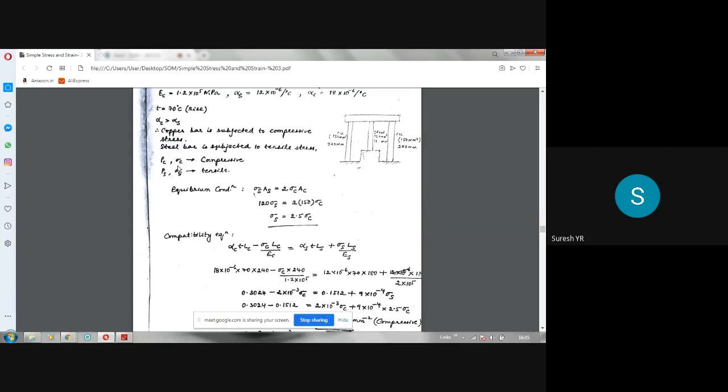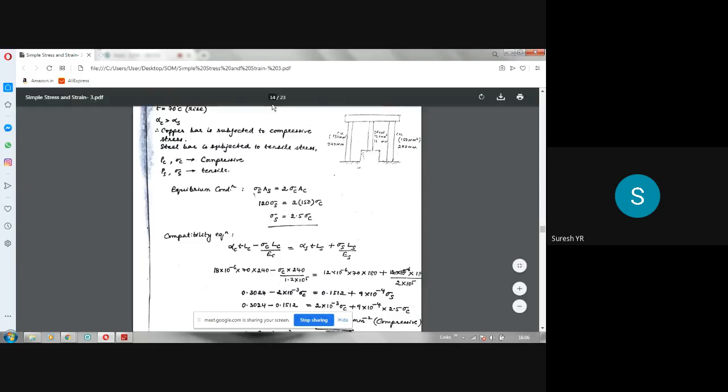Here there are two copper bars, first and last. So in these two copper bars, 2 times PC I have to write now because there are two copper bars. 2 times PC should be equal to PS because only one steel bar is there. So force induced in this is PS, force induced in this is PC, force induced in this is PC. So the meaning of that is 2 times PC should be equal to PS, because tensile force in steel should balance with the compressive forces developed in copper. So that's what I have written here. So PS is equal to 2 times PC.